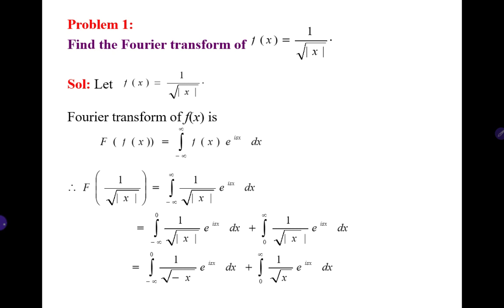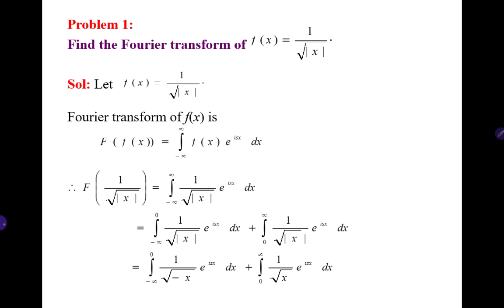By the definition of Fourier transform, we know that F of s is integral minus infinity to infinity f of x into e power isx dx. So now Fourier transform of 1 by square root of mod x is equal to integral minus infinity to infinity 1 by square root of mod x into e power isx dx.